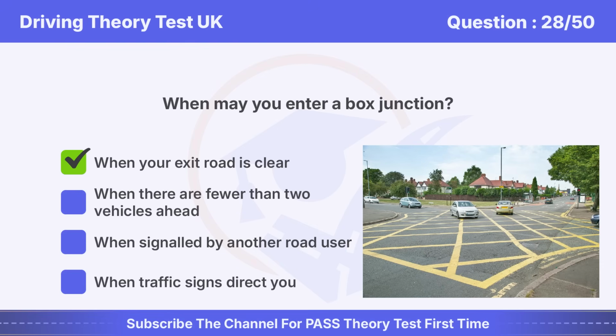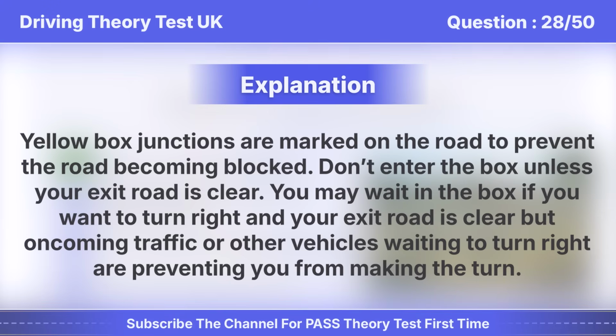Answer is A. When your exit road is clear. Yellow box junctions are marked on the road to prevent the road becoming blocked. Don't enter the box unless your exit road is clear. You may wait in the box if you want to turn right and your exit road is clear, but oncoming traffic or other vehicles waiting to turn right are preventing you from making the turn.